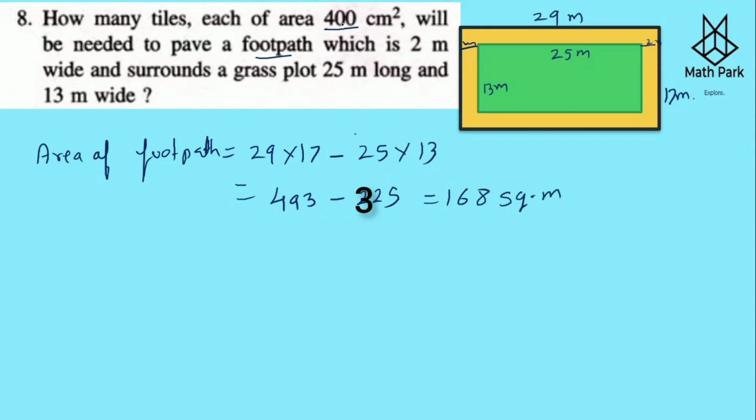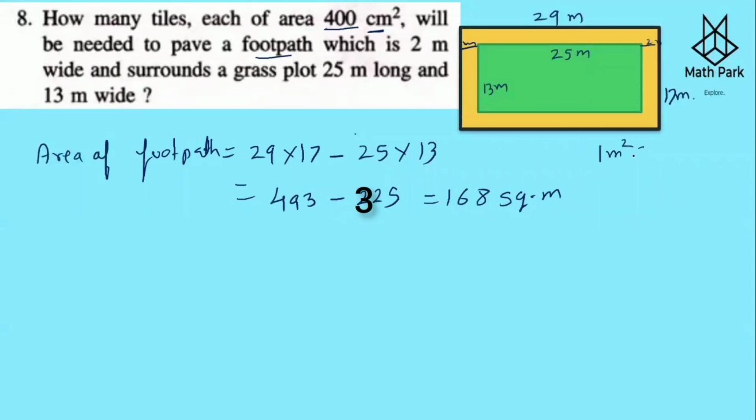Now the area of each tile is 400 centimeters square, and the dimensions of the area we are given are in square meters. So remember, the unit has to be the same. So we will convert the square meters into centimeters first. So how do we convert?